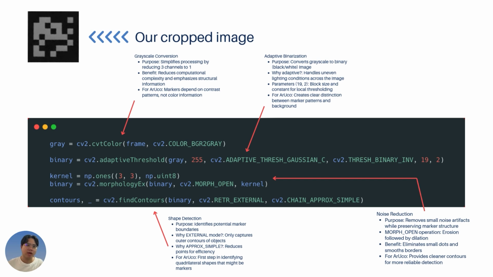Next, we find contours for shape detection of the rectangular shape of our markers. But why external mode? External mode only captures outer contours of objects, which means this can detect the rectangular objects.